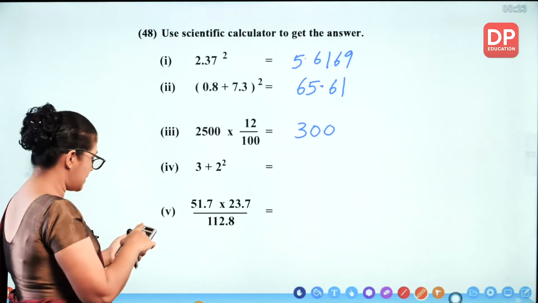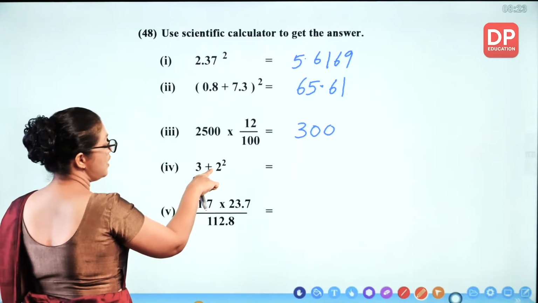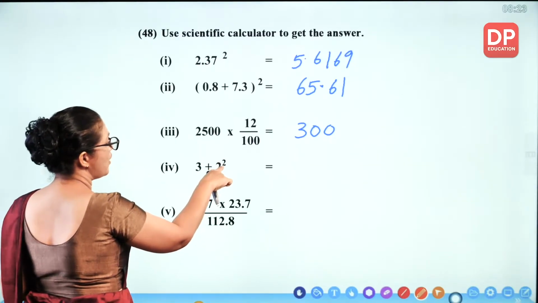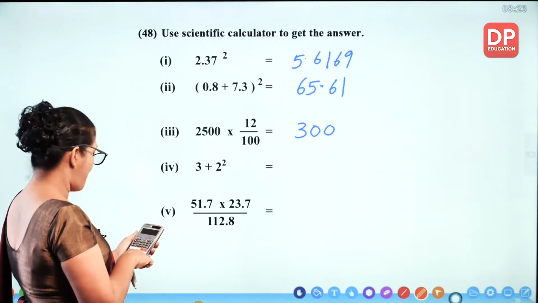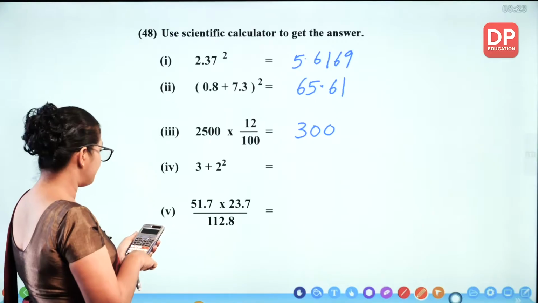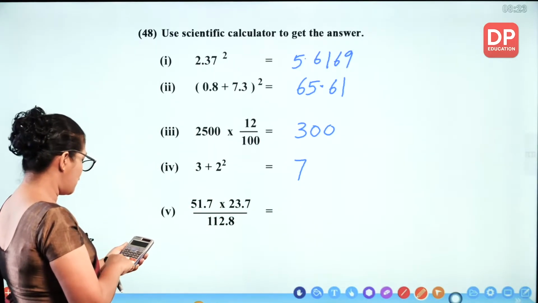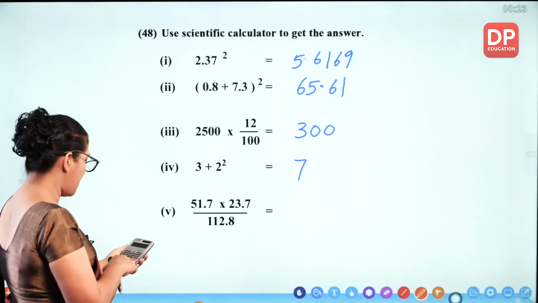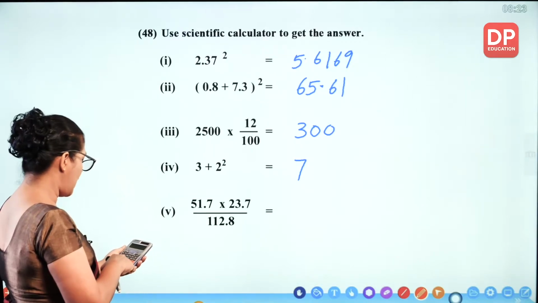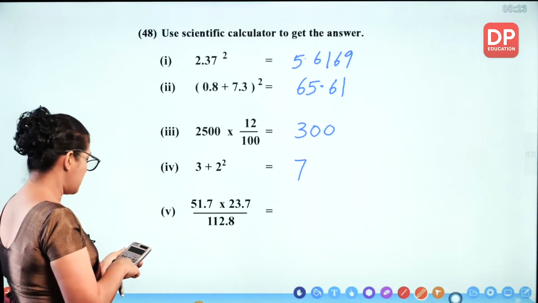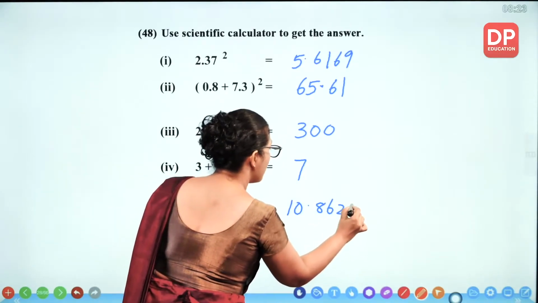This one, put brackets. Here you don't need brackets here because this is 2 squared only, not both are squared. So 3 plus 2 squared, you get 7. This one, 51.7 multiplied by 23.7 divide by 112.8. Answer is 10.8625.